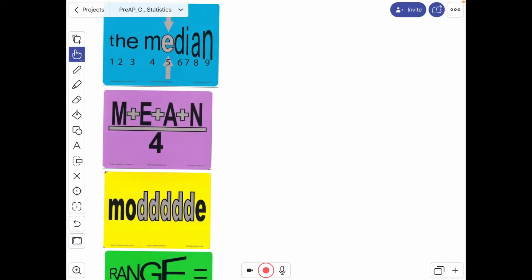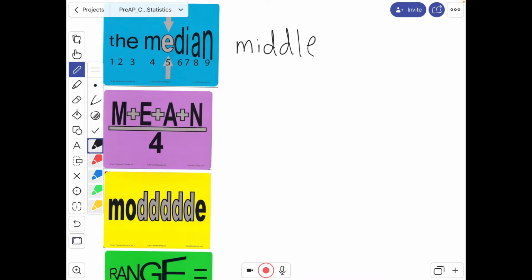Median is the middle number. So when you're looking at a set of numbers, like 1, 2, 3, 4, 5, 6, 7, 8, 9, the number in the middle is the median. And you have to line them up from least to greatest. They have to be lined up first.